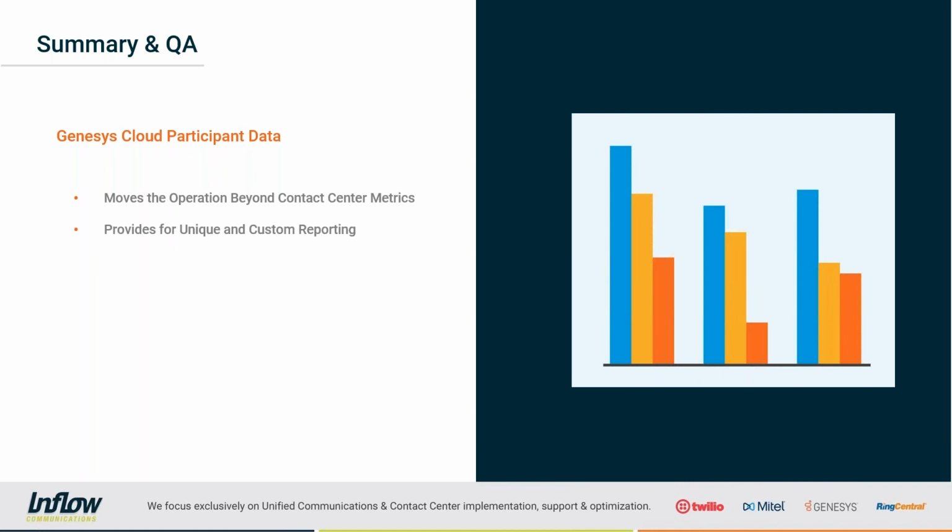It also provides for unique and custom reporting. Most of the time in contact center, you have some flat metrics, but when you go into healthcare versus finance versus marketing, they have a completely different slant on how they need to use data. And participant data allows them to customize the field and the naming convention and the output of data that's important to their unique operation. And it expands BI options.